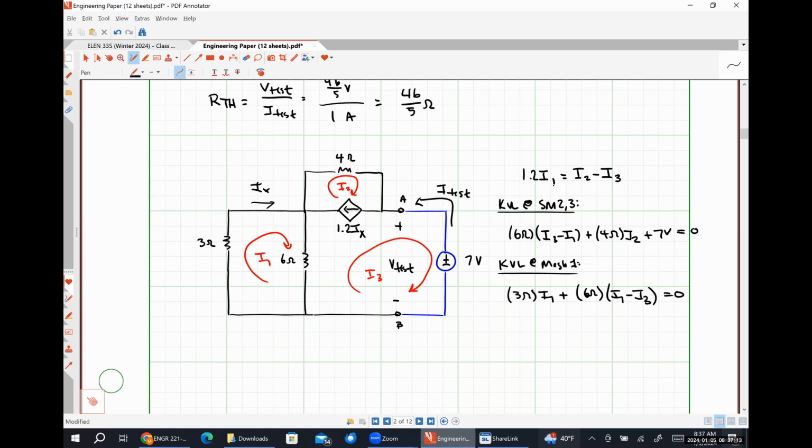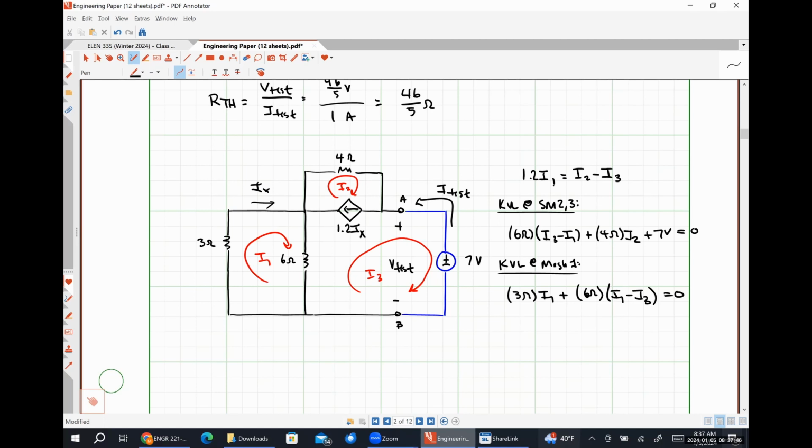All right, so in my first equation, my coefficient for I1 is 1.2. My coefficient for I2 will be -1 when I move it over to the same side as the other variables. My coefficient for I3 will be +1. My constant term will be 0. In my second equation, my coefficient for I1 is -6. My coefficient for I2 is +4. My coefficient for I3 is +6. And my constant term will be -7 volts.